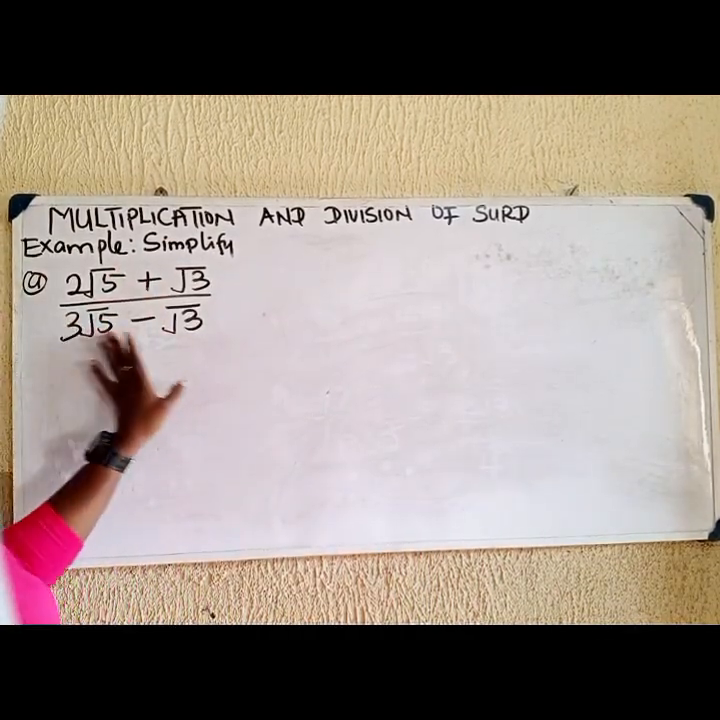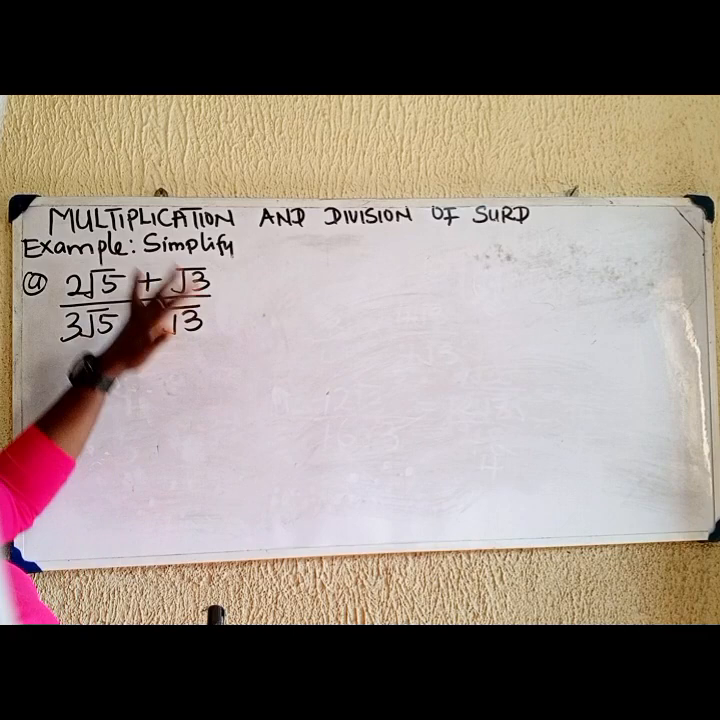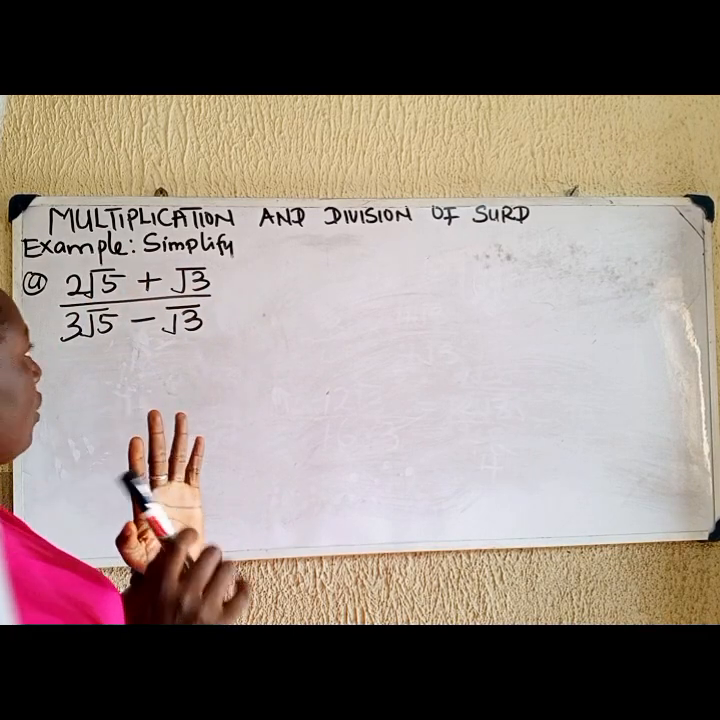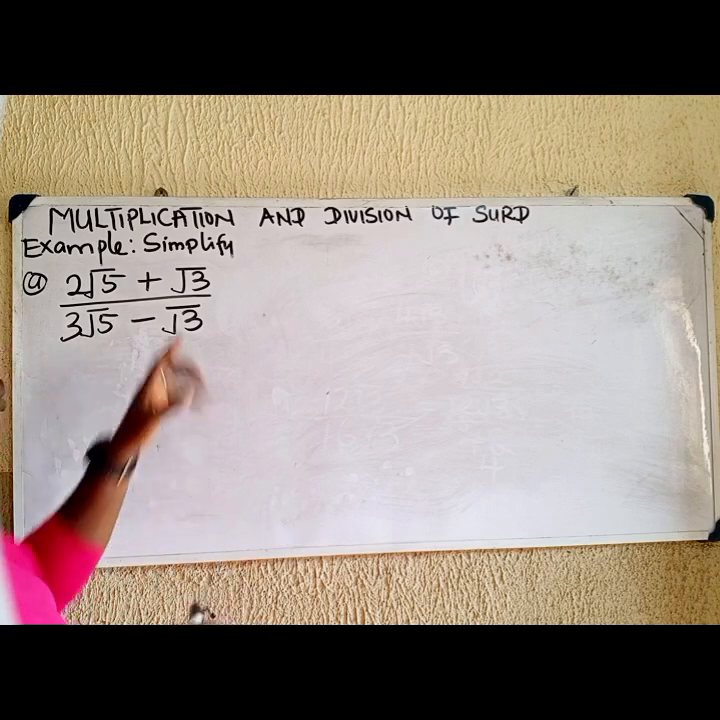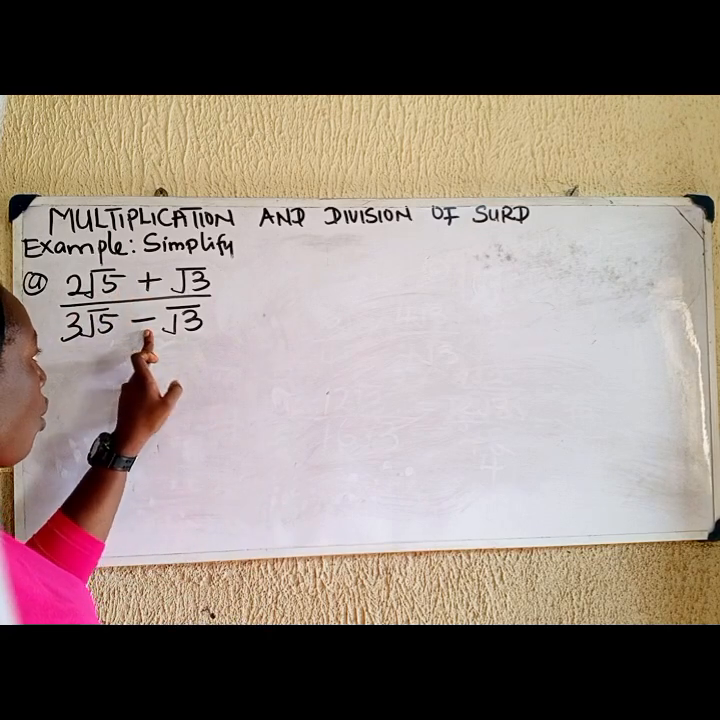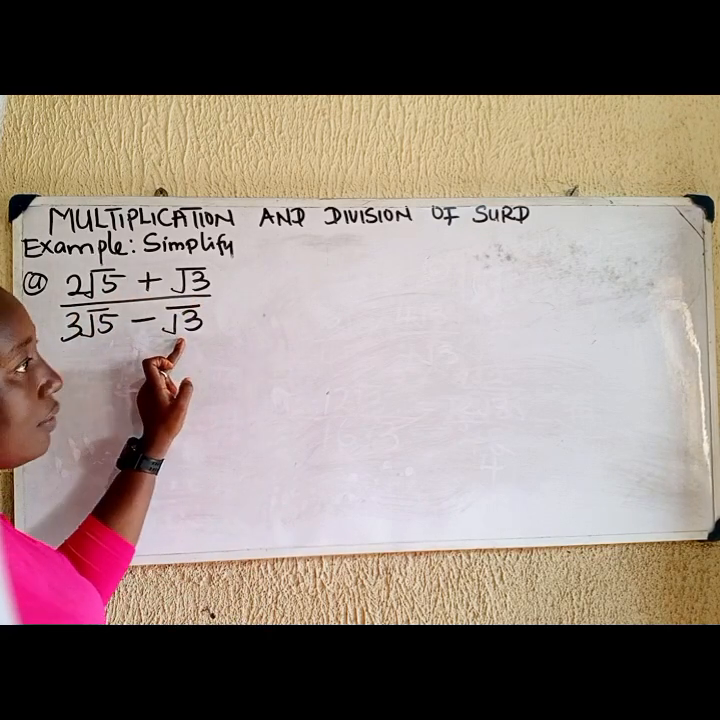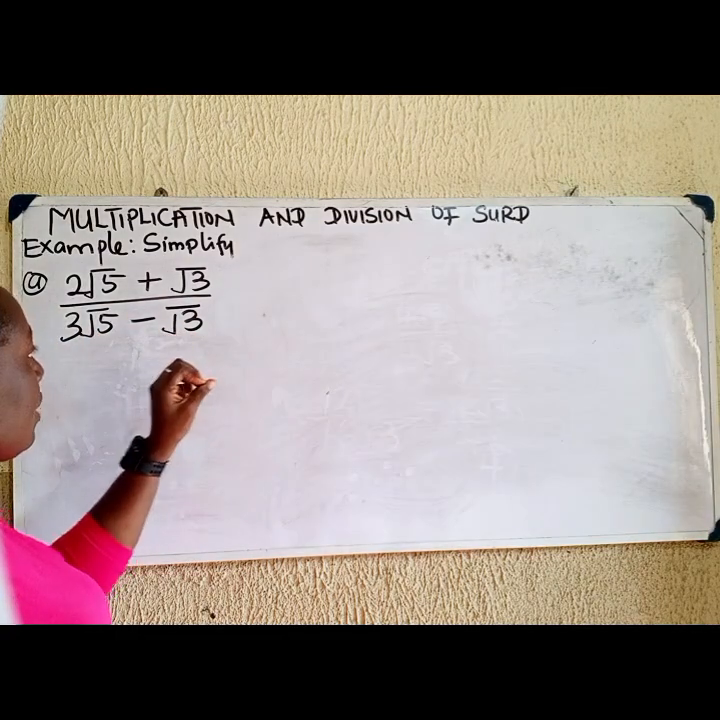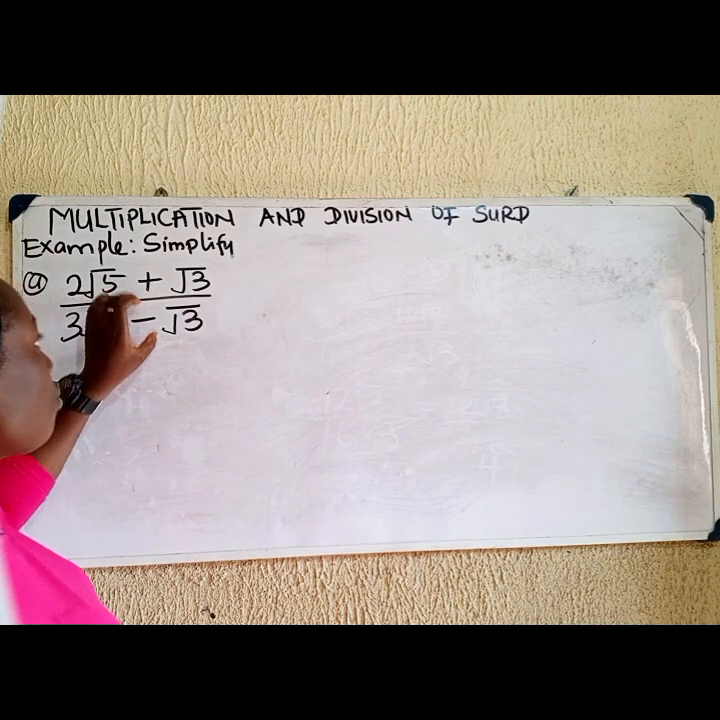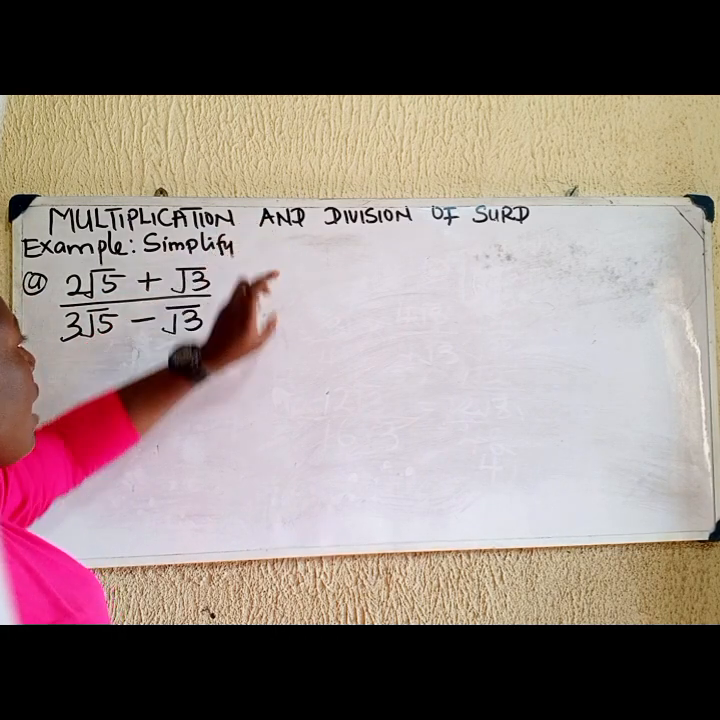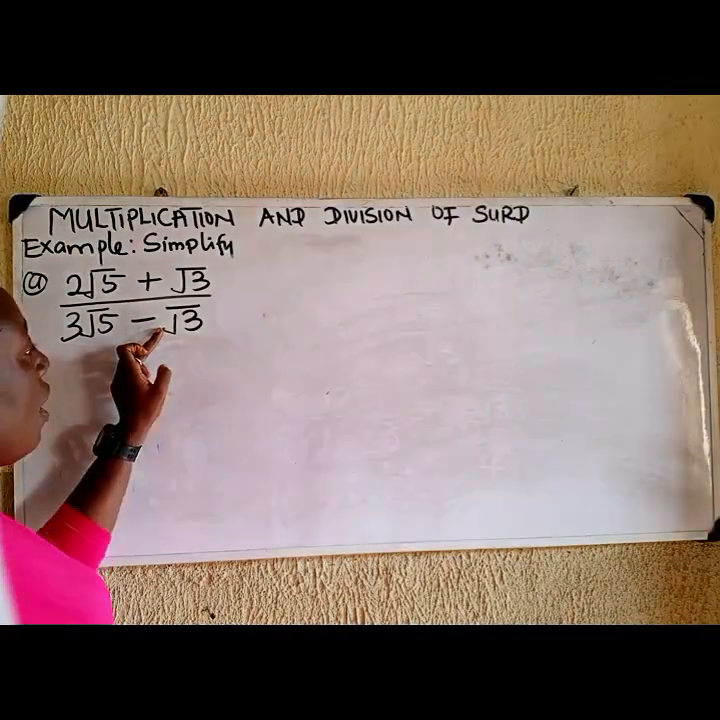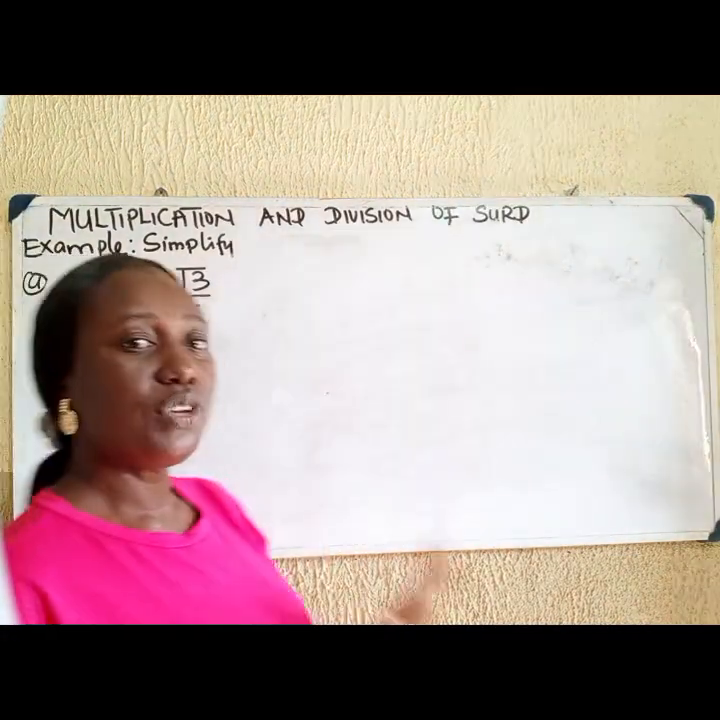Now let's see this example. We are asked to simplify. Anytime we are given something like this to simplify, see the way we are going to do it. We are going to rationalize the denominator by its conjugate. To rationalize means to multiply the numerator and the denominator by the conjugate of this. Now, how do we get the conjugate?